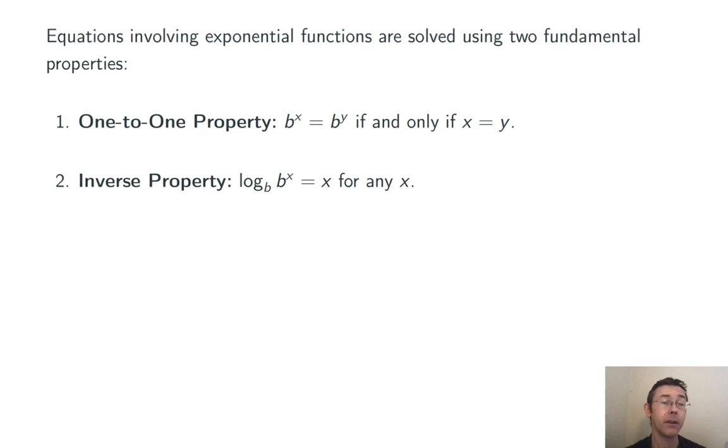The second property is the inverse property, basically saying that the function b to the x can be undone with the function log base b. Logarithms and exponential functions undo one another. Here's a very simple example.